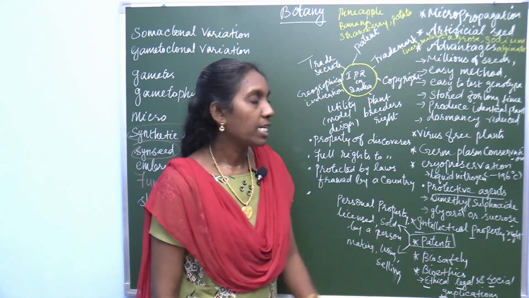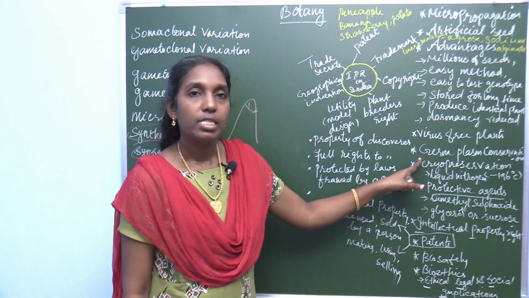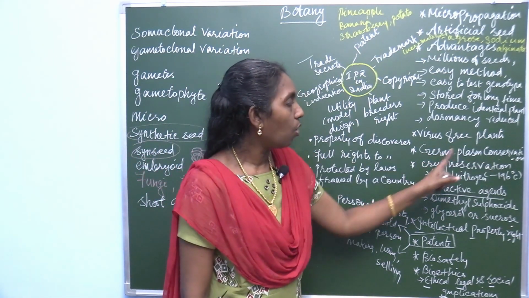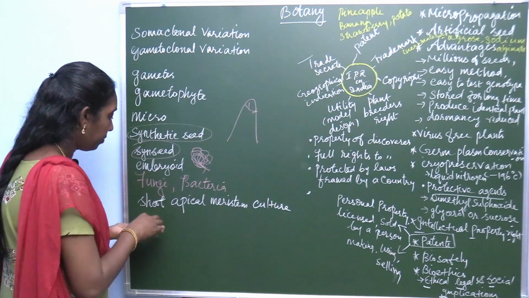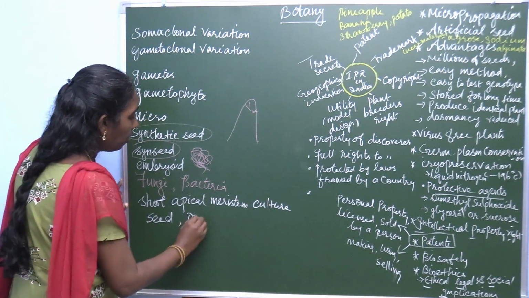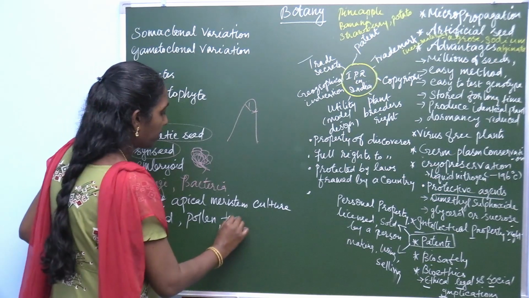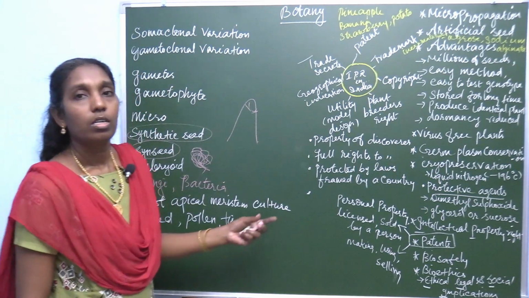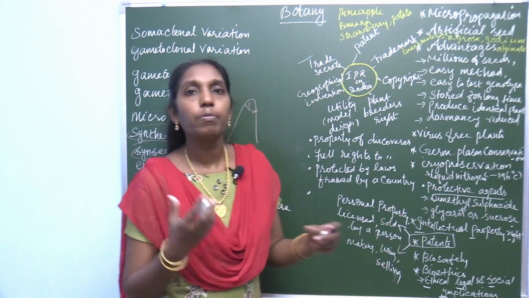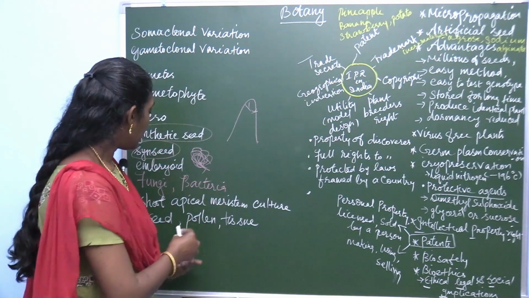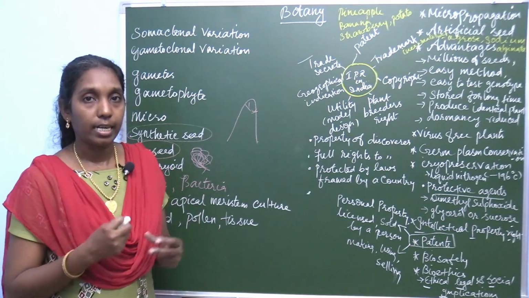Then germ plasm conservation. What is this germ plasm conservation? Germ plasm conservation is a method of conservation of living plant material like seed, pollen, etc. The seed or pollen or tissues or organs, these parts of the plant can be preserved in live form. So this living material is conserved, protected, and stored.